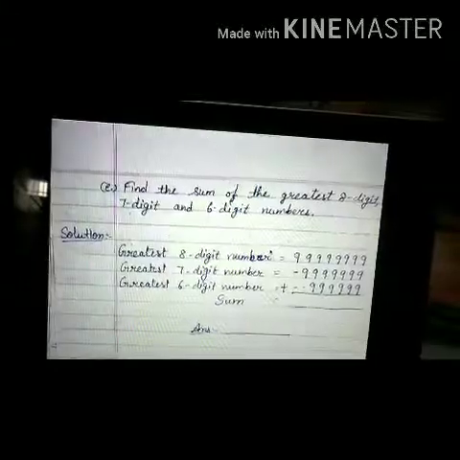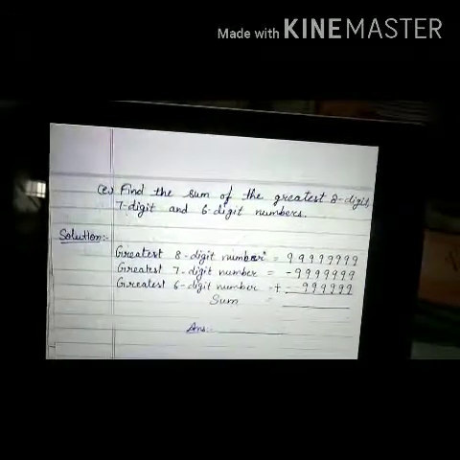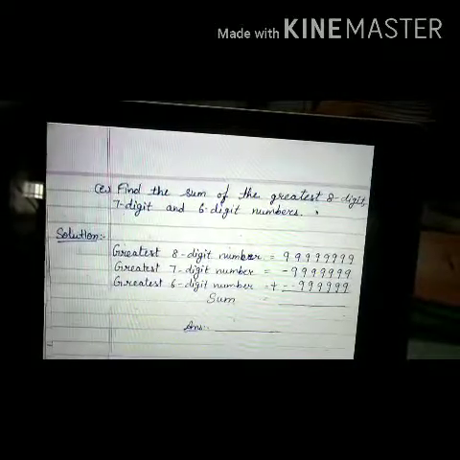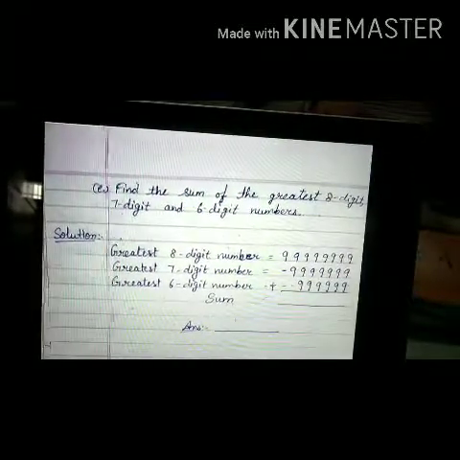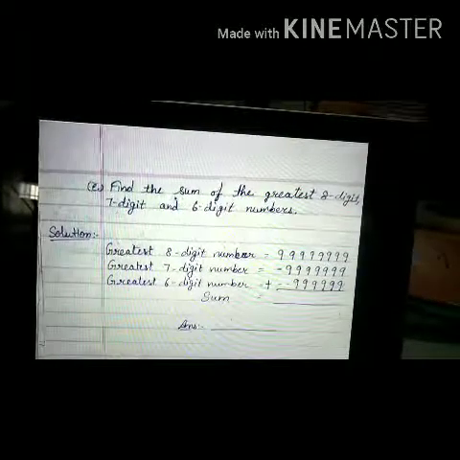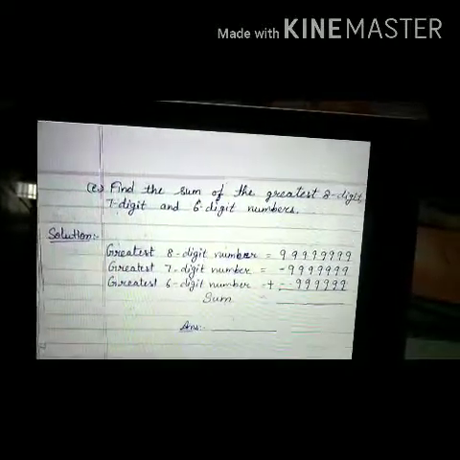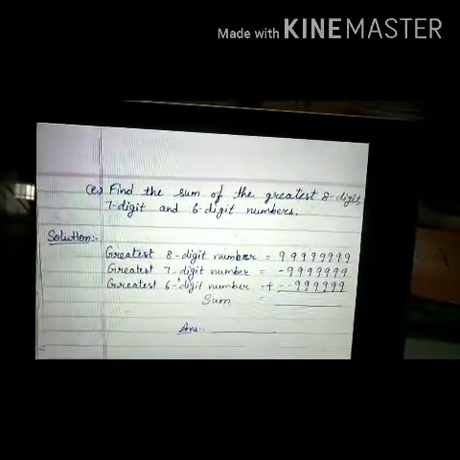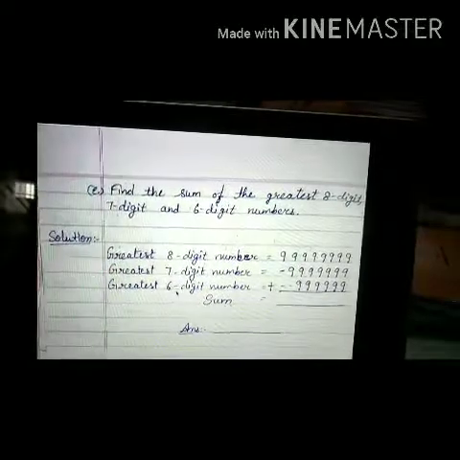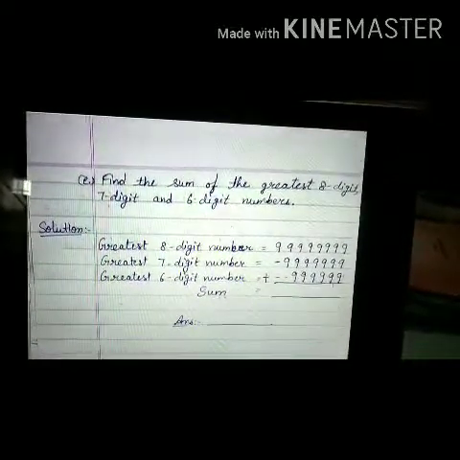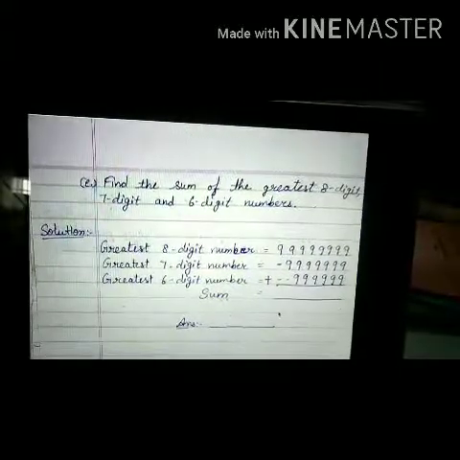And the last word problem is, find the sum of greatest 8-digit, 7-digit and 6-digit numbers. You have to find the sum. So you have to add the greatest 8-digit number, greatest 7-digit number and greatest 6-digit number, and after adding these three numbers you will get the sum.